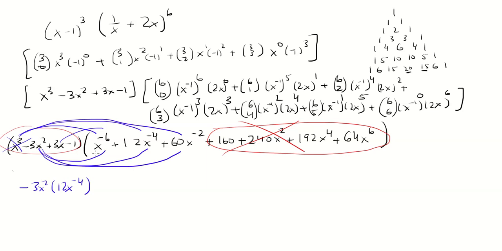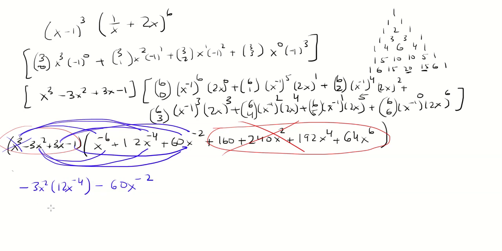3x and x to the negative 6 gives me x to the negative 5. And x to the negative 4 is x to the negative 3. This gives me x to the negative 1. So that's done. And then the only one that works with negative 1 is negative 60x to the negative second.